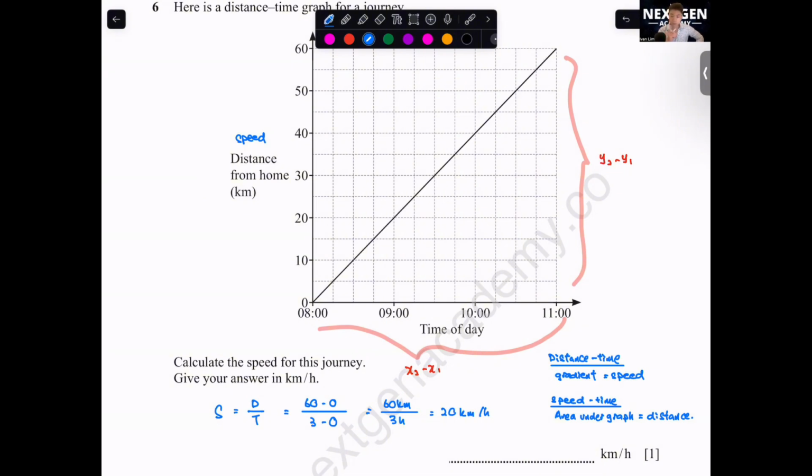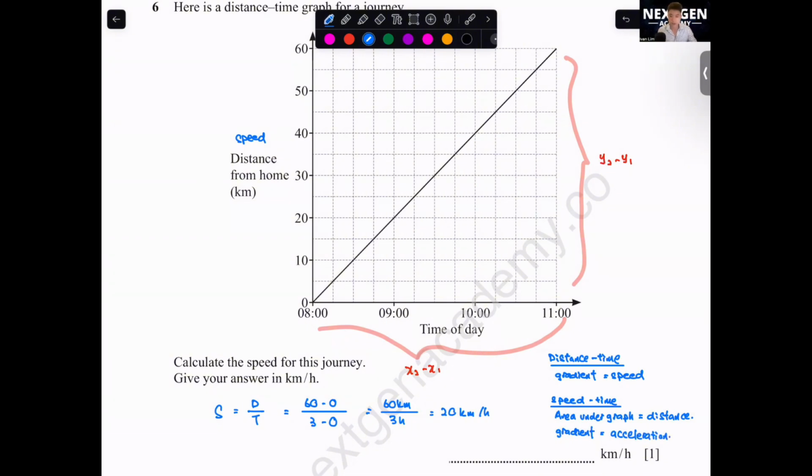Okay, then there's one more thing that you can find. The gradient of the graph. Anyone knows what does the gradient of the graph represent for a speed time graph? Okay, don't know. Write this out. Acceleration.